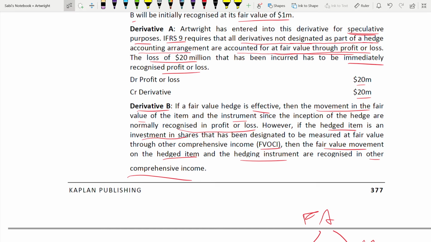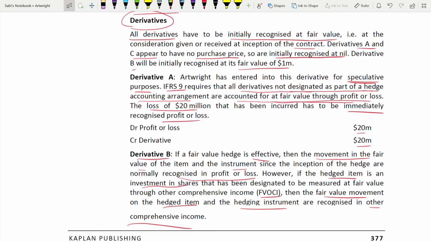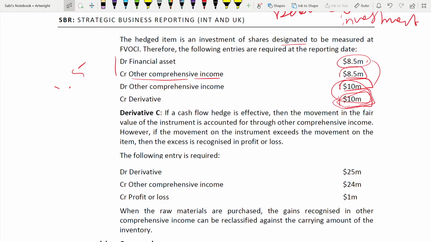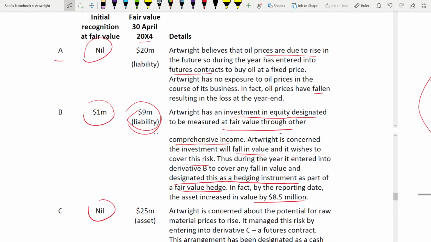Any fair value movement, both will go in the OCI. Initially, you are recognizing it at fair value. That means you are taking the total of 1 and 9. Because if you take 1 and 9, this is how you're going to get 10. So initially, they are going to recognize this 1 million.